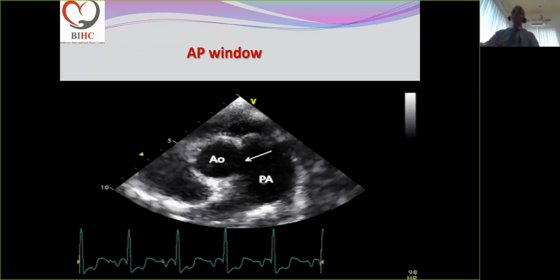This image represents an AP window. Look, see here, this is aorta, this is pulmonary artery, this is the pulmonary valve. See here, there's a large defect connecting the aorta to the pulmonary artery. That is a large AP window.